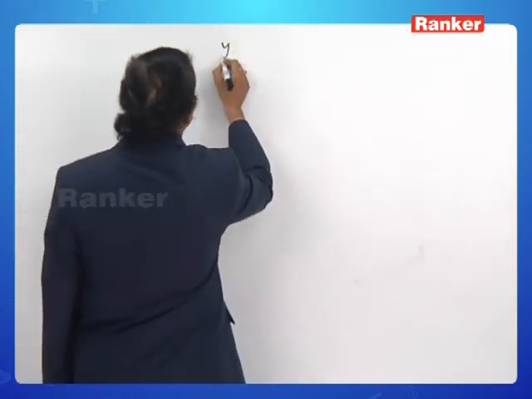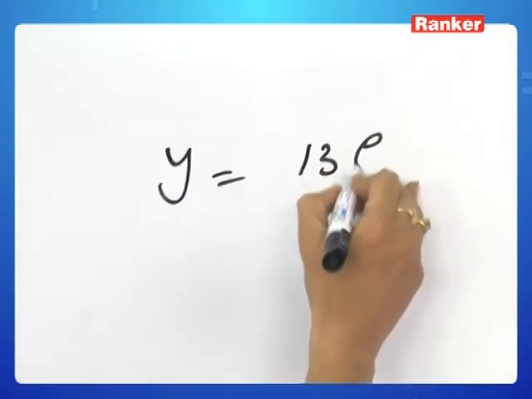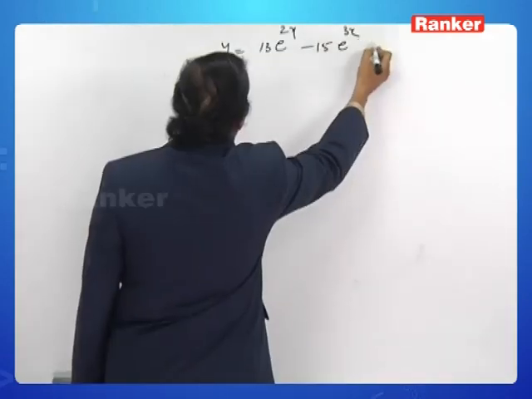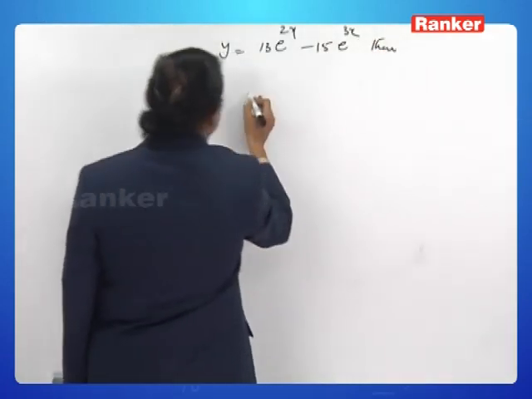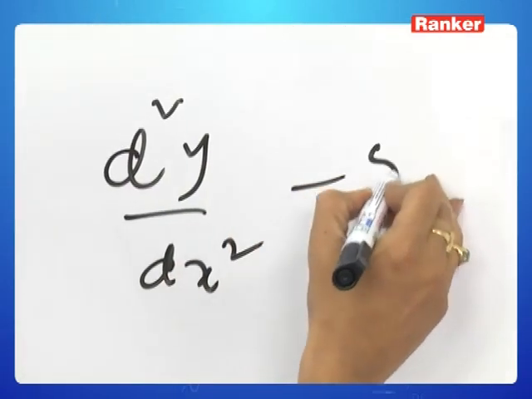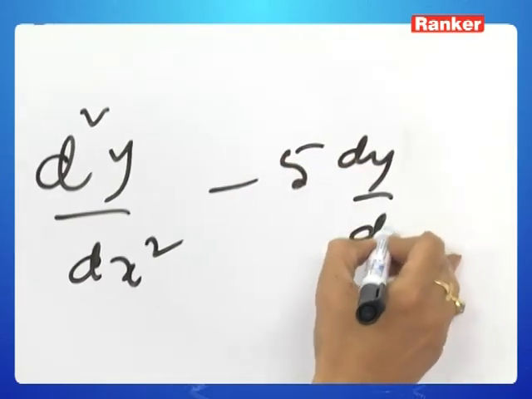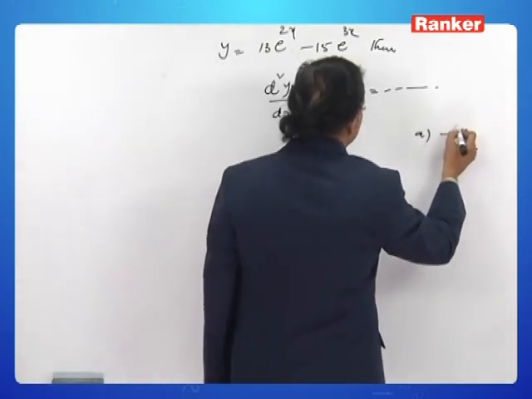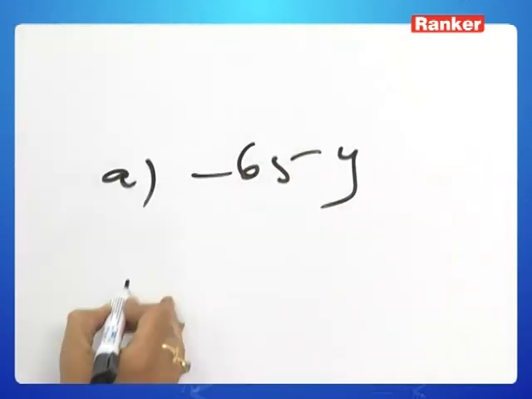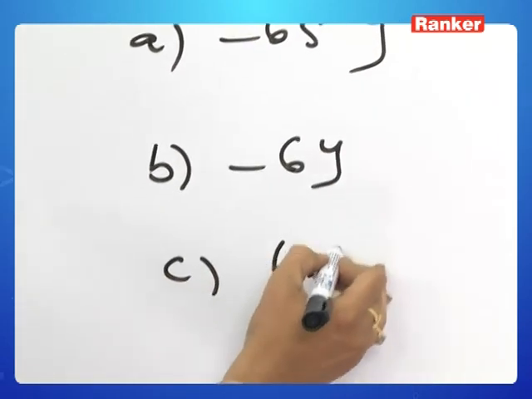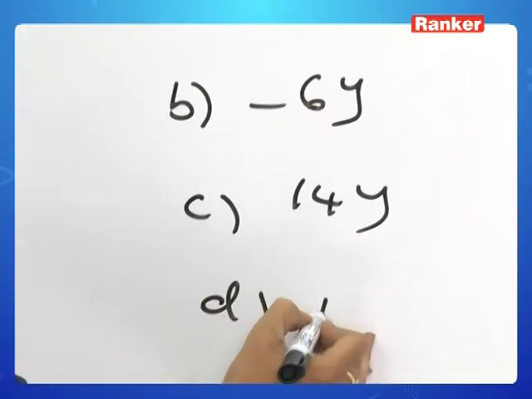Next one. Well, y is equal to 13 e power 2x minus 15 e power 3x. Then d square y by dx square minus 5 dy by dx is equal to: first option, minus 6y; second option, minus 6y; third option, 14y; none.